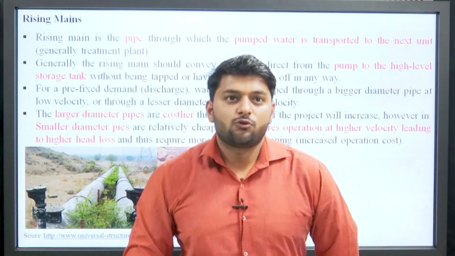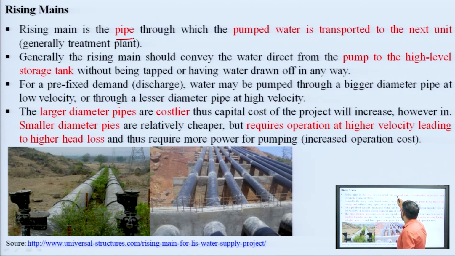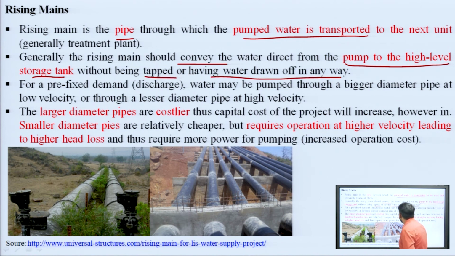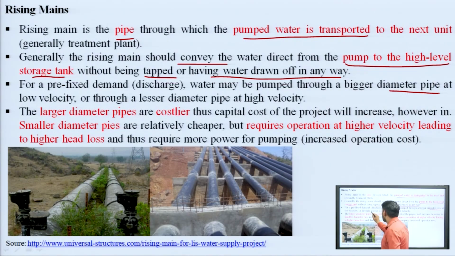Next one is, what is a rising main? Basically a rising main is a pipe through which pumped water is transported to the next unit. Generally a rising main should convey the water directly from the pump to the high level storage tank without being tapped or having water drawn off in any way. For a prefixed demand, water may be pumped through a bigger diameter pipe at a low velocity or through a smaller diameter pipe at a high velocity.